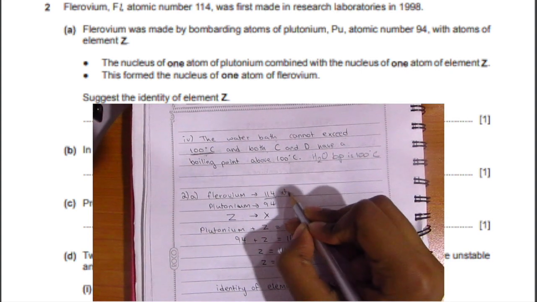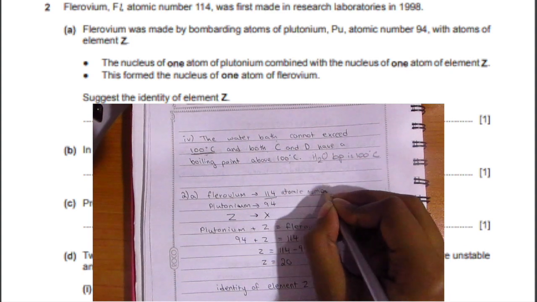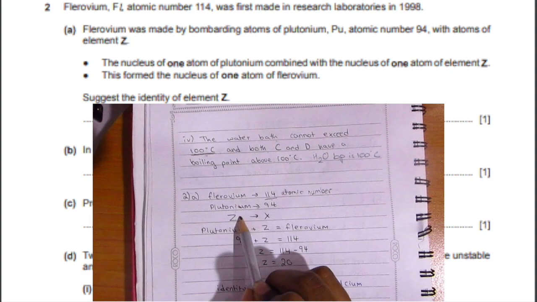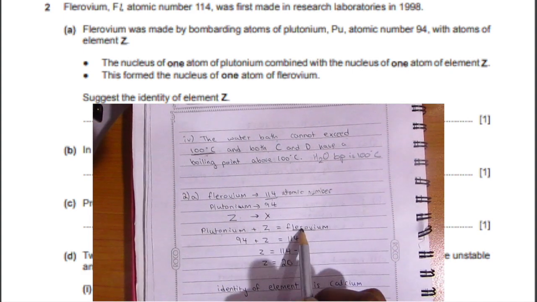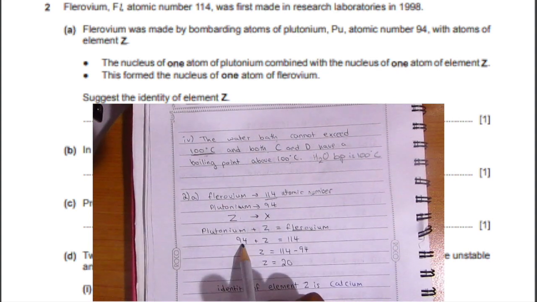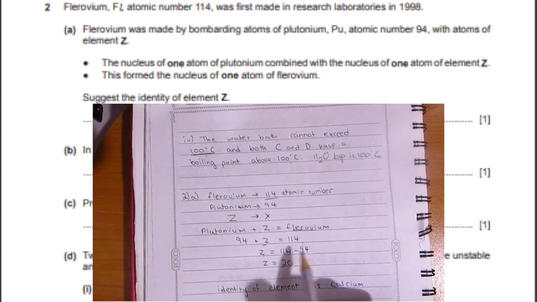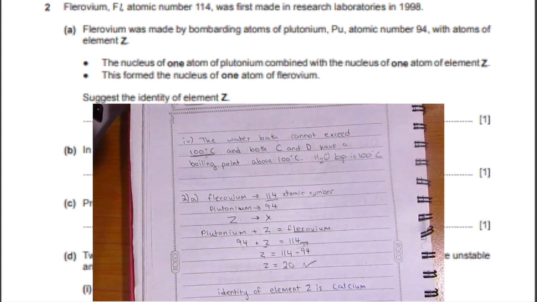Now for question 2, we have ferrovium, which has atomic number 114, and they're telling us that plutonium is 94, and ferrovium is made of both plutonium and another element that's Z, and we have to find what Z is. So plutonium plus Z gives you ferrovium. So 94 plus Z gives you 114. So then Z would be 114 minus 94, which is 20.